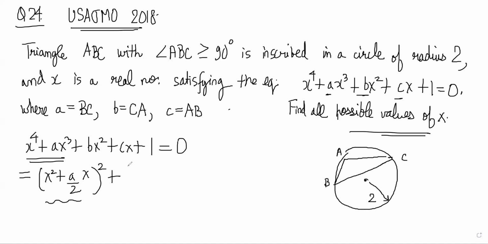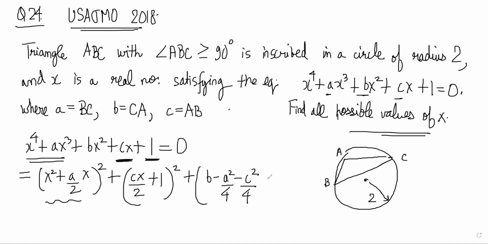We can write this as c x by 2 plus 1 whole square, which will give us a c square by 4 x square, and it will give us the c x term. It will also give us the 1 term. Right? But what we have created so far are two extra terms, a square by 4 x square and c square by 4 x square. So I'll write it together like this. It is b minus a square by 4 minus c square by 4 times x square. So basically what I have done is I have worked on the left hand side and written it as the sum of two squares plus a third term, right, equals 0.